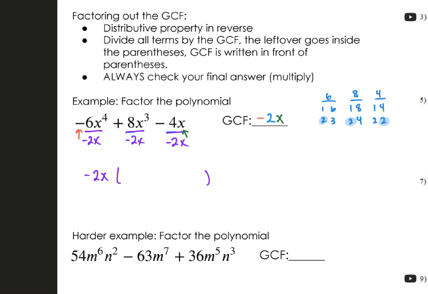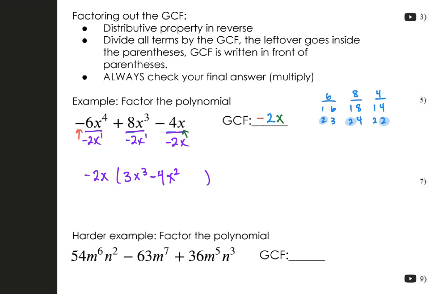Looking at the first one, negative 6 divided by negative 2 is a positive 3. In terms of our exponents, when we multiply, we add our exponents. When we divide, we subtract. So 4 minus 1 is 3. Then we have 8 divided by negative 2, which is negative 4. And then we have 3 minus 1, which is 2, so x squared.